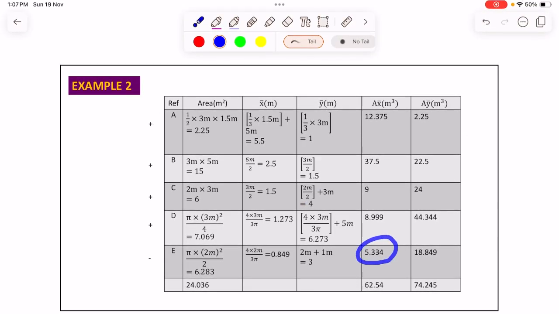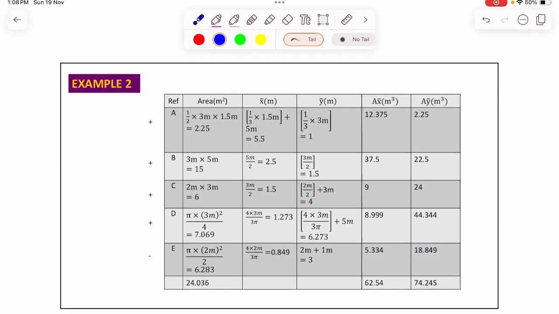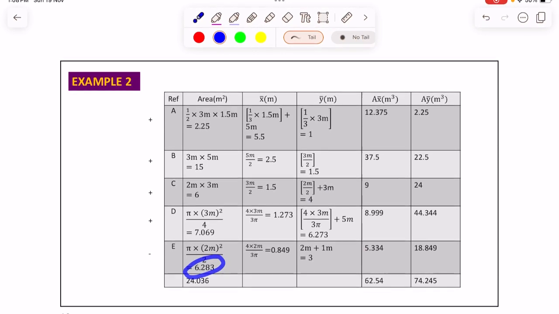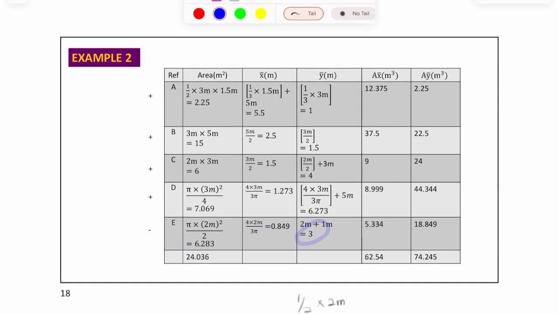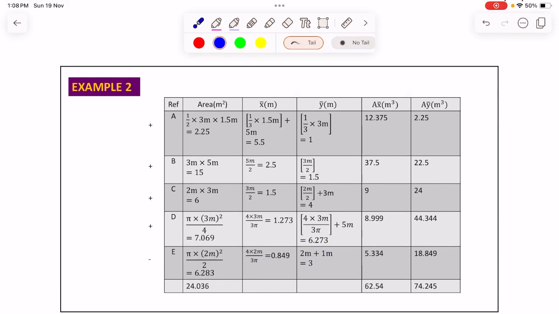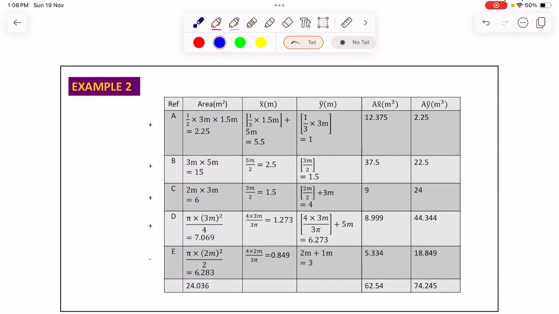Get the ax bar and ay bar by multiplying the area with x bar and with y bar respectively. Then you can sum the area, total up the ax bar and ay bar. Remember to minus this section. Meaning, bila you kira area, 2.25 plus 15 plus 6 plus 7.069 minus 6.283.